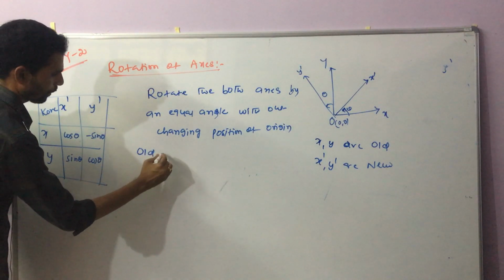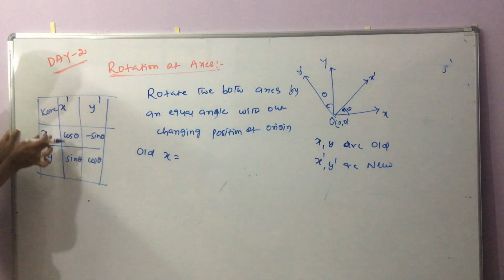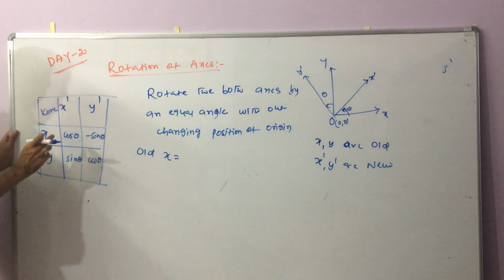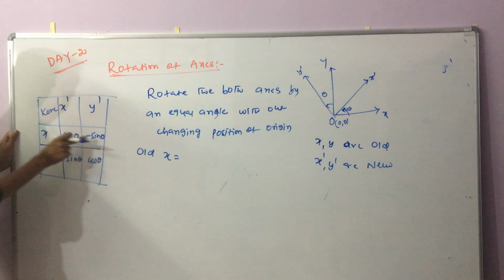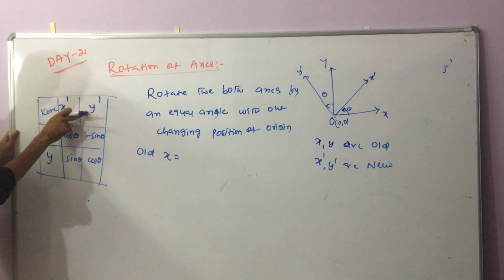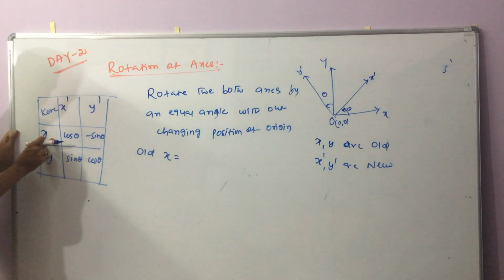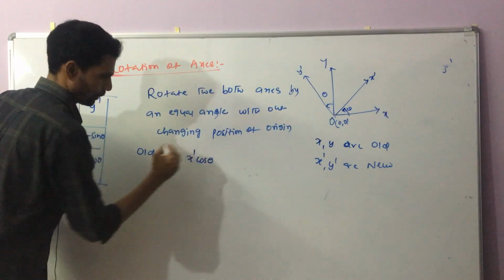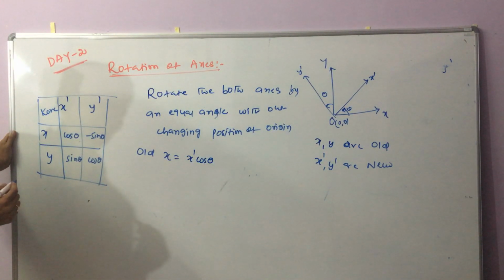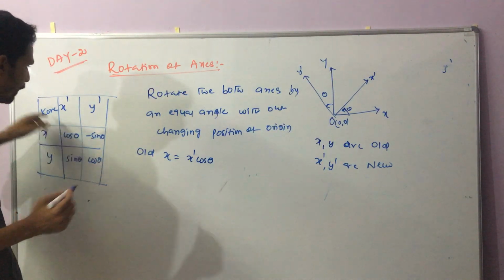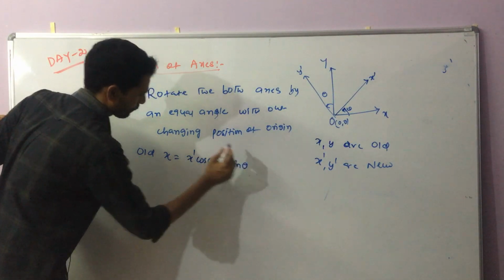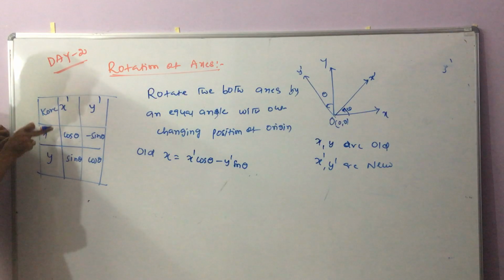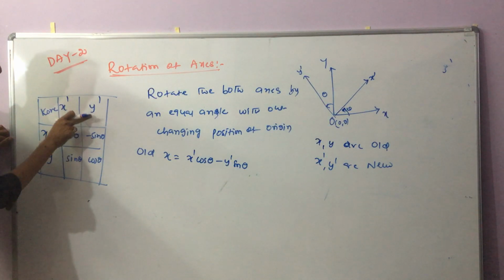Suppose I want the formula for old x. So I want x, meaning cover the x boxes. The x box means cos theta, minus sin theta. Indirectly, x dash into cos theta plus y dash into minus sin theta. So x is equal to x dash cos theta minus y dash sin theta. Once again, x is equal to x dash cos theta minus y dash sin theta.